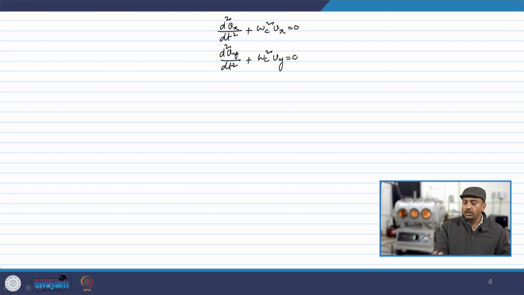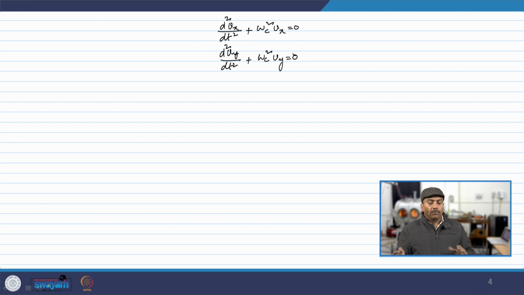Now, deriving these second order differential equations is not the complete story, we have to solve them. Let us rewrite them here. d square Vx by dt square plus omega c square Vx is equal to 0 and d square Vy by dt square plus omega c square Vy is equal to 0. Now, at this point of time, the perpendicular component of the velocity, Vx and Vy, is executing a circular motion. What is the parallel component doing? It is constant.